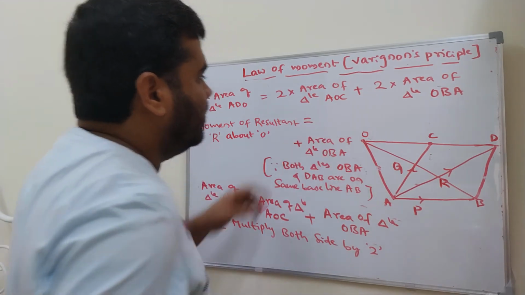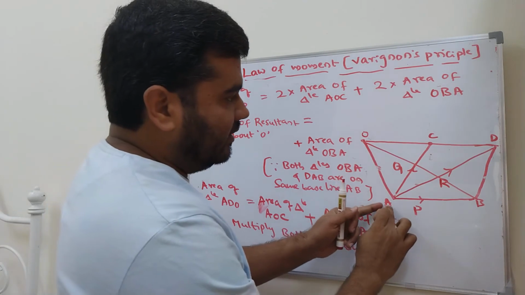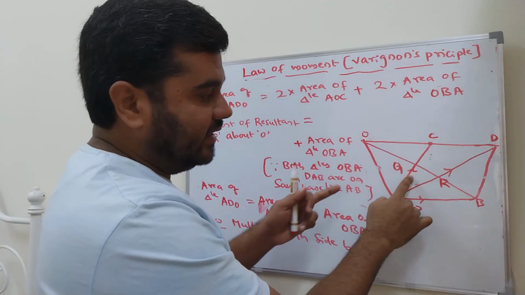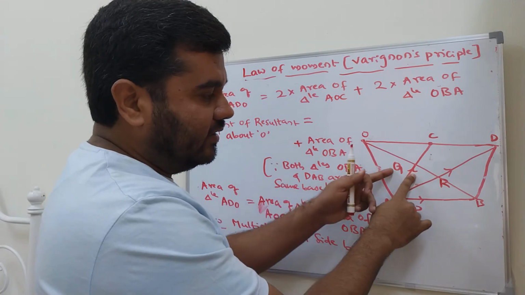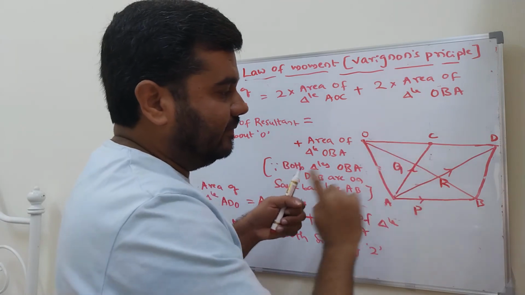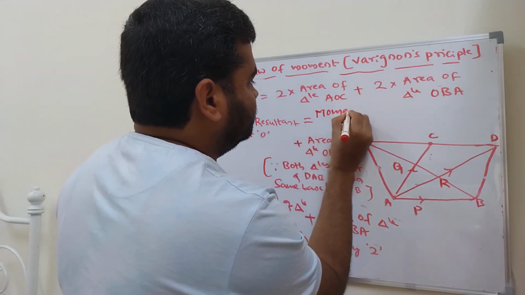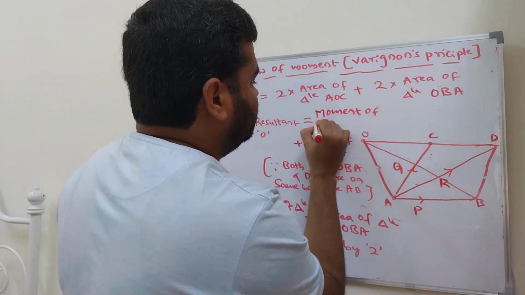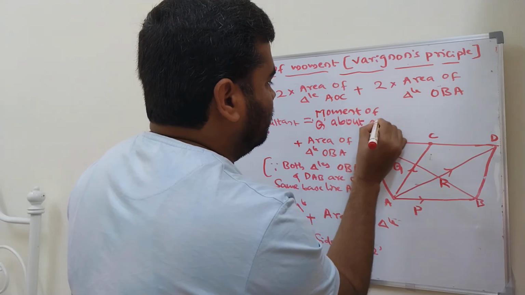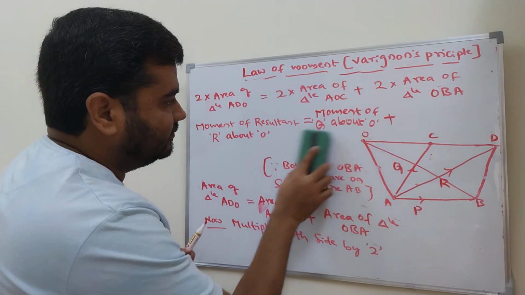equal to, what is 2 times the area of AOC? Where is AOC? A, O and C. Related to AOC, which force is there? That is Q. Can I write the moment of Q about O, because this is a triangle? That is the moment of Q about O. Is it right?